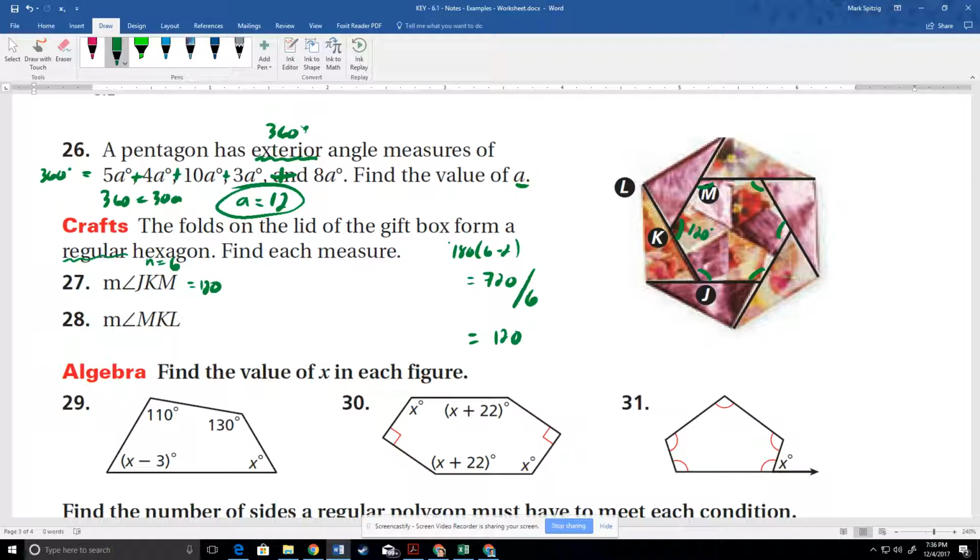And hopefully then it becomes pretty easy to see that the other angle that they want is MKL, which is this exterior angle. Now I could do 360 divided by 6 and get 60, or I could just take the 120 and subtract from 180. So, I'll write both down. So 360 divided by 6, or 180 minus the 120, but either way, they're both going to be 60, right? So that's going to be our value there.